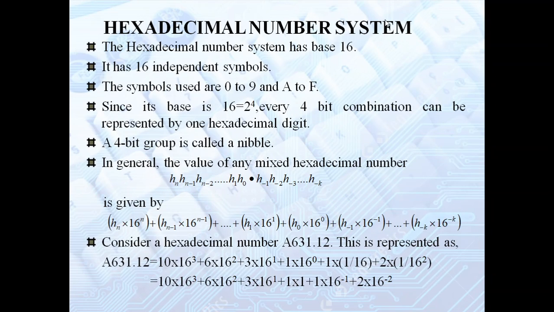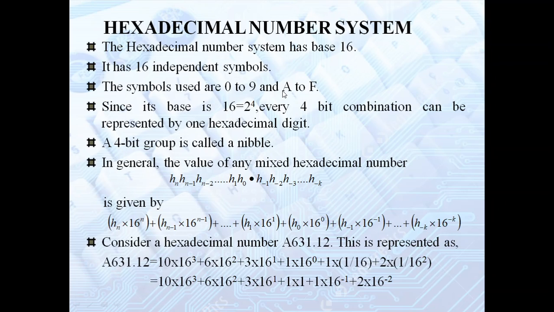Hexadecimal number system. It has 16 characters with base 16. The digits are from 0 to 9 and from A to F. Since its base is 16, that is 2 power 4, every 4-bit combination can be represented by one hexadecimal digit. A 4-bit group is called a nibble.